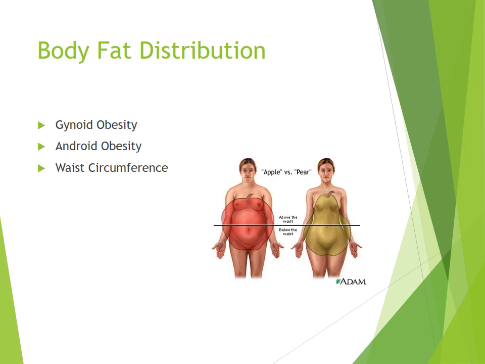Android type of obesity is when the person stores fat around his or her abdominal region. These individuals appear to have an apple-like body shape. Gynoid type of obesity is when the excess fat is deposited at the hip or thigh areas. This can cause their body to appear very pear-shaped.